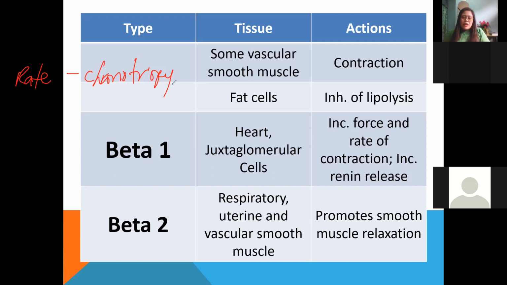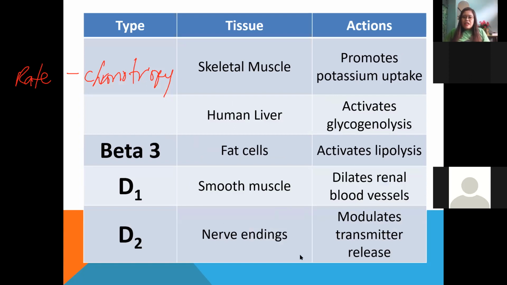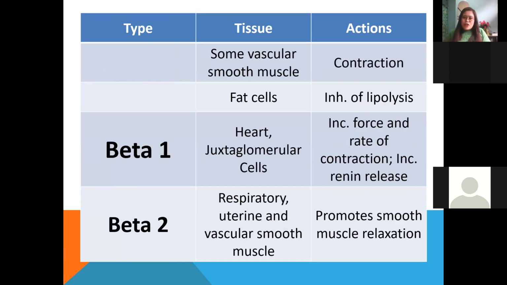So later, makadiscuss po ta og something to do with pregnant women. Kay, di ba uterus is bahay bata. And then, for some vascular smooth muscles, it can also relax, so it can cause vasodilation. And then another thing, beta-2 receptors can also be found sa skeletal muscles. So, ang effect niya sa skeletal muscle, it will promote potassium uptake, and in turn, mag-cause siya og contraction of our skeletal muscles.